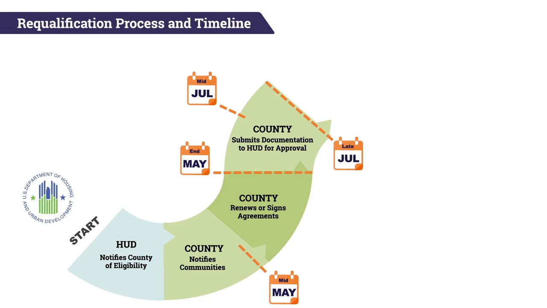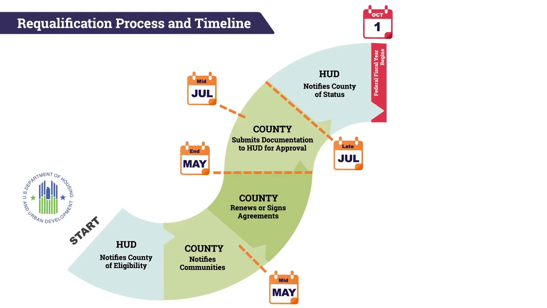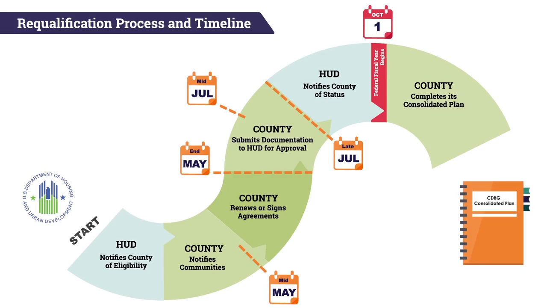By late July, the county submits documentation to HUD, including its cooperation agreements with participating communities. Cooperation agreements will be reviewed for sufficiency by local field counsel. Remember to refer to the annual CPD notice for all specific deadline dates an urban county grantee must meet in order to remain compliant. Just before the beginning of the federal fiscal year, HUD notifies the county of its status and estimated allocation amount for planning purposes. Once re-qualified, the county must submit a consolidated plan and action plan no later than August 16th of the following year.